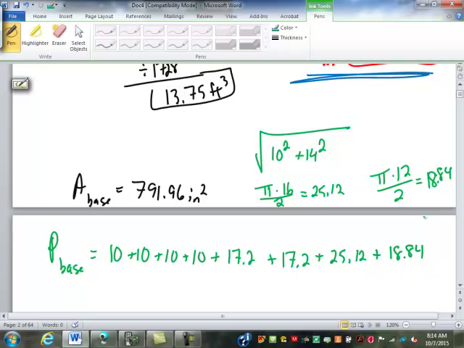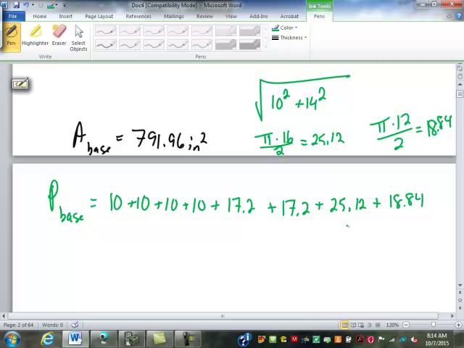So we're going to add all those up. And what do we have? 83.96, 93, 103, 110, 117, 118.36 inches. That's the perimeter of my base.